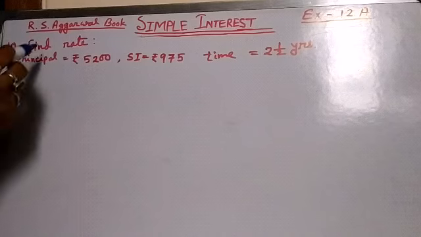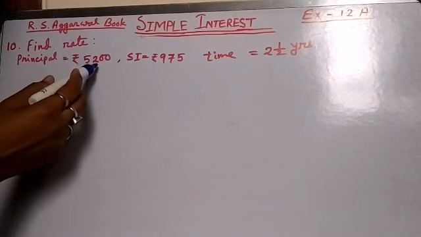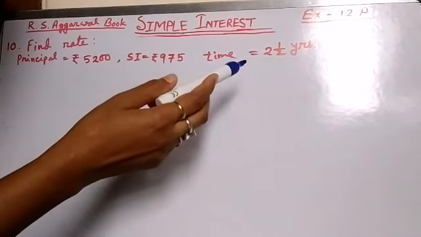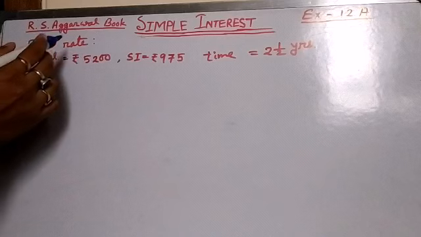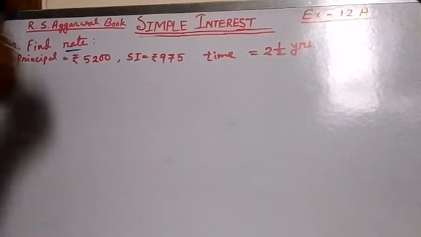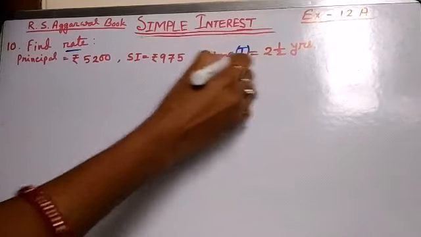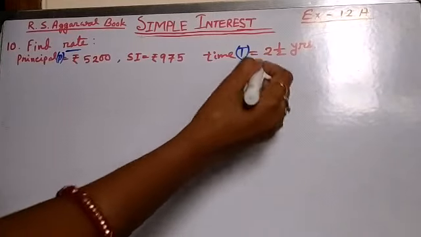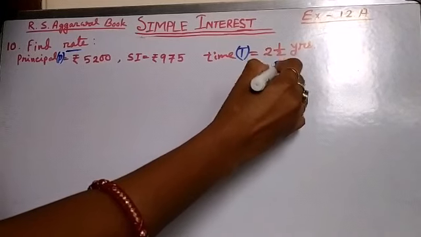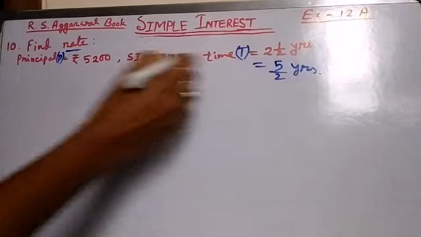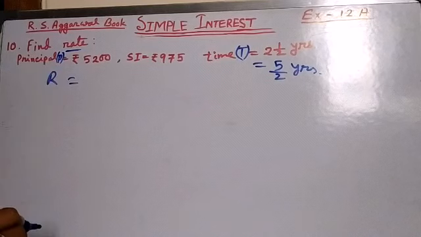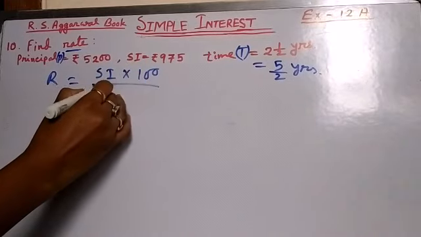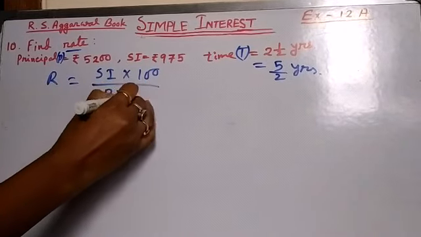Question number 10. Find rate of interest. Principal is rupees 5,200. SI is rupees 975. Time is 2 whole of 1 by 2 years. So here we have to find out rate of interest. So time, that means T. Principal, that means P. Time will be calculated, that is 5 by 2 years. Now rate of interest formula is SI into 100 divided by P into T.